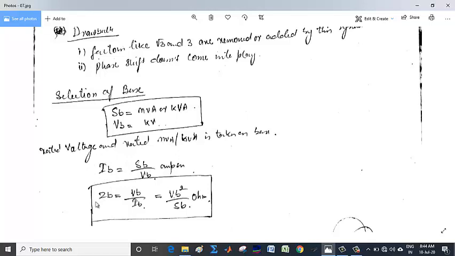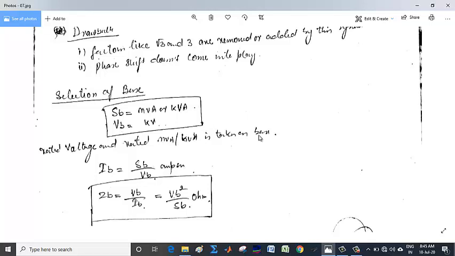Similarly, this ZB, that is the base value of the impedance, will be equal to VB by IB. By putting the value of IB from here, you can get VB square by SB. So these are the four base values. As I have told you, we need to calculate four parameters in per unit. First, we have to choose the base values of these four parameters.